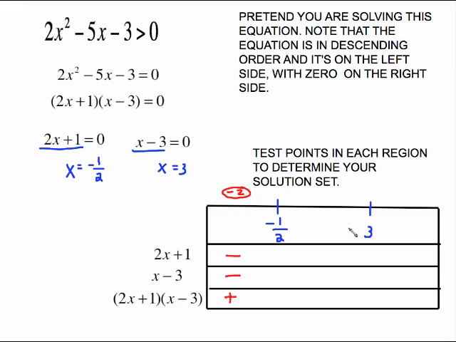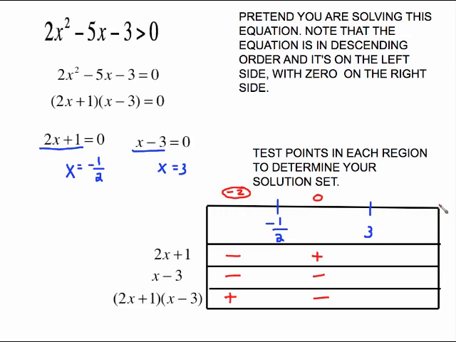Follow the same process here. Pick a number between negative 1/2 and 3. I'm going to pick 0. Put 0 in right here. This is going to be a positive value. Put 0 in here. 0 minus 3 is a negative value. Do the product of these two. A positive times a negative is a negative.